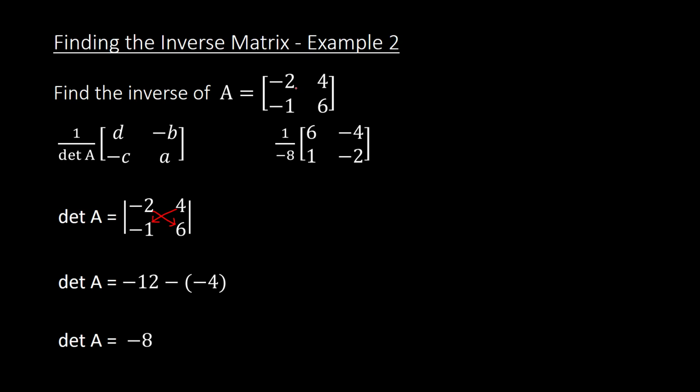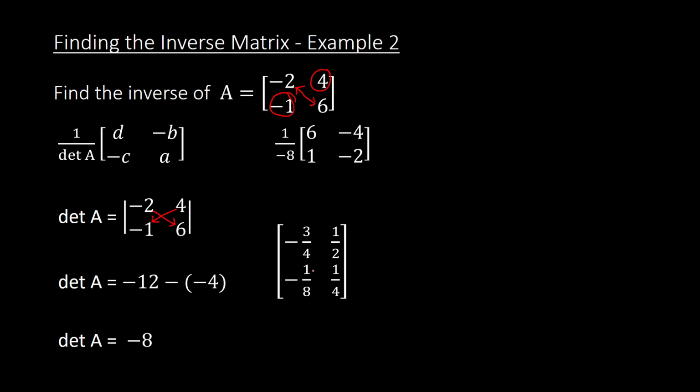And then I switch the negative 2 and the 6, so now I have 6 and negative 2, and I change the sign of the 4 to be a negative 4, and then negative 1 becomes a positive 1. So then I multiply the negative 1/8 times each of the numbers inside of the matrix to get negative 6/8, which would be negative 3/4, positive 4/8, which reduces to 1/2, negative 1/8, and then a positive 2/8, which reduces to 1/4. So this would be my resulting matrix.